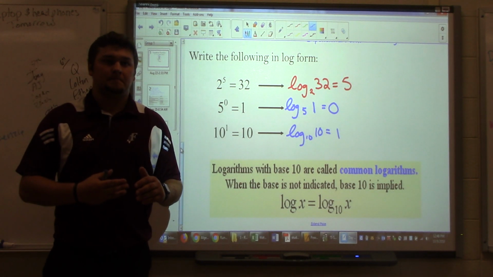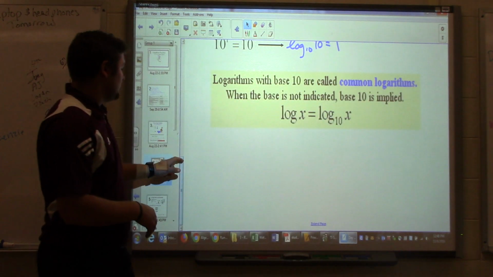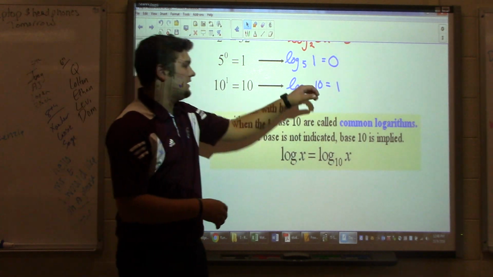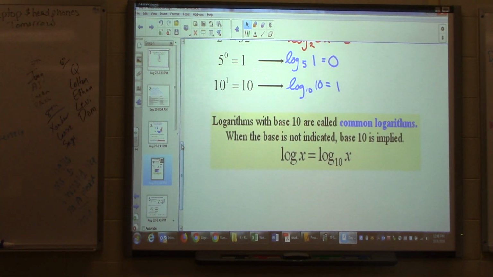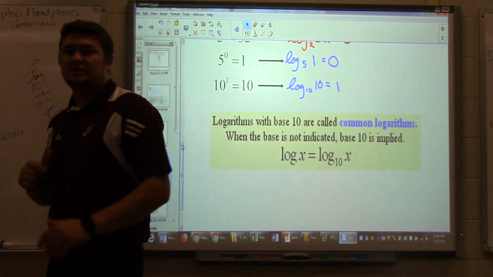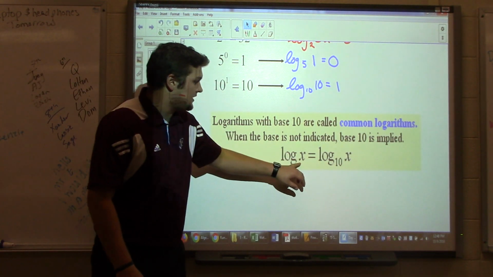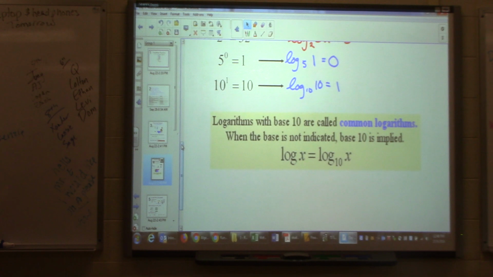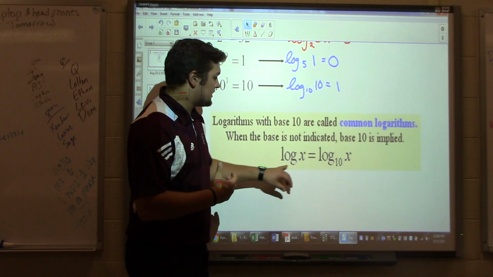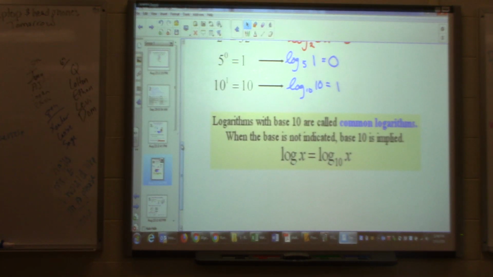Okay? Now, one thing that's really, really important. Anytime you see log base 10, that is what we call the common logarithm. That log button on your calculator is always base 10. It is the log that is used most often. So anytime you see a log of something that doesn't have a base, that base is going to be 10.